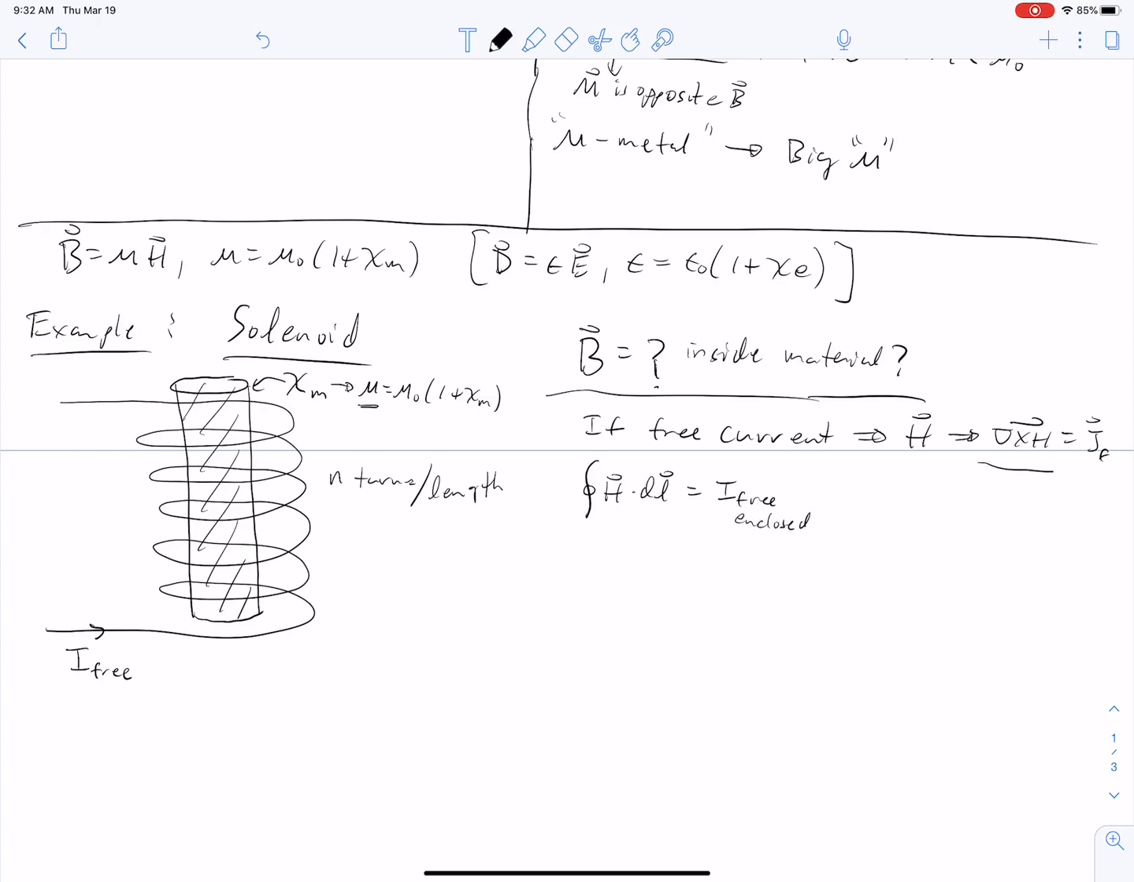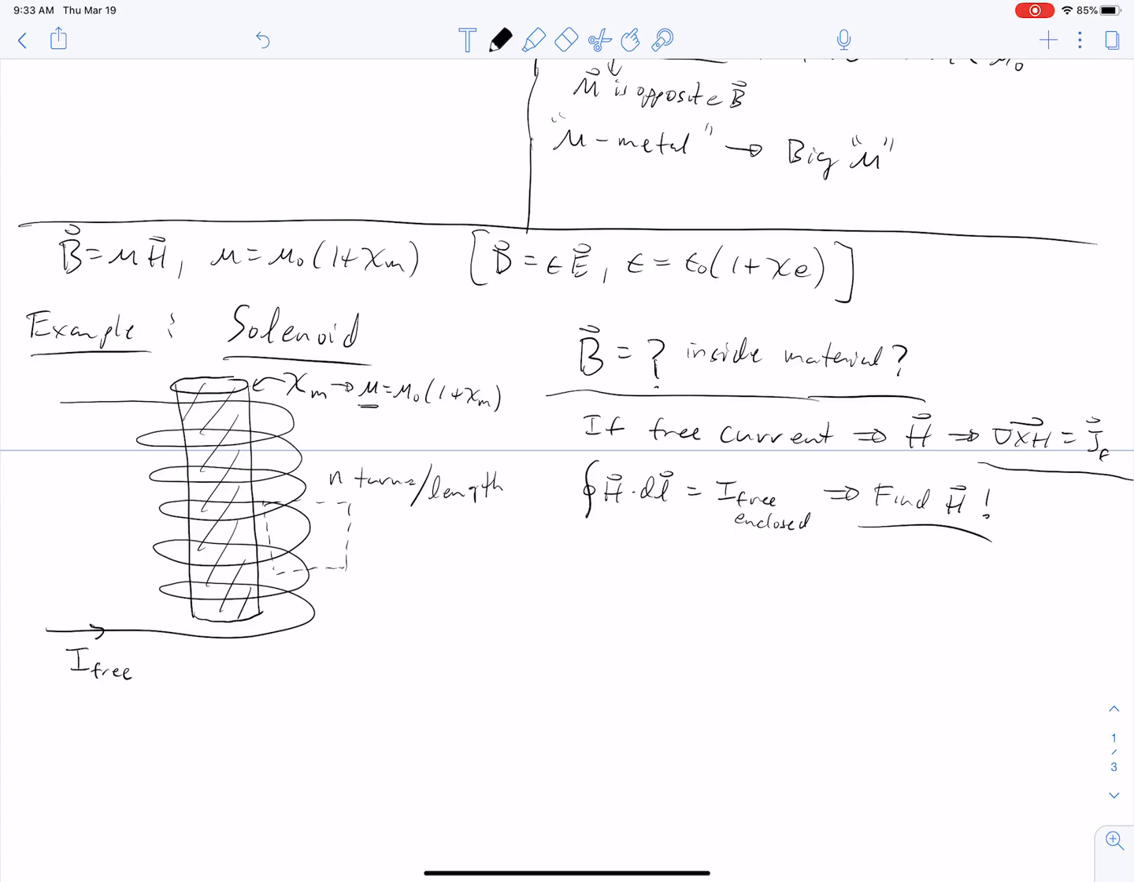Right? Because that comes from the differential equation, then gives us the integral equation. And so since there's free current, what we want to do then is use this to find H. If we have free current, then let's find H. And so to find H, we'll do our Amperian loop.